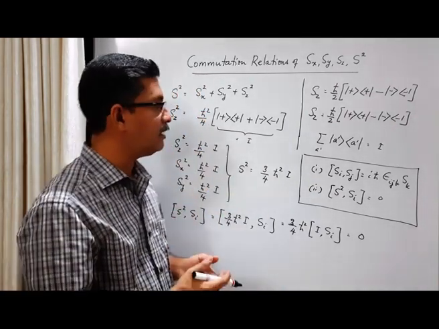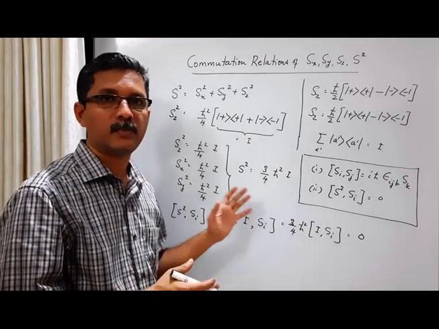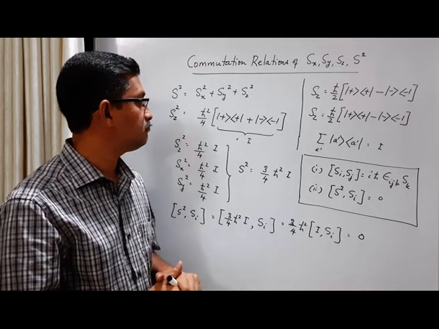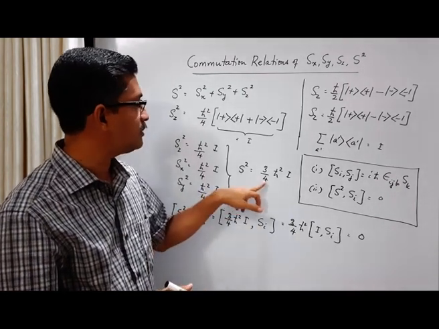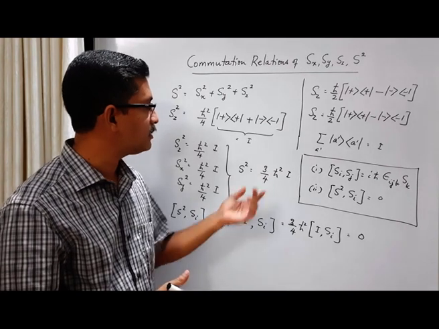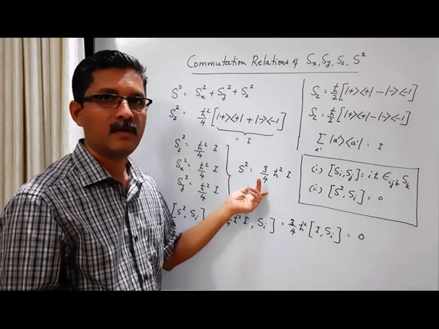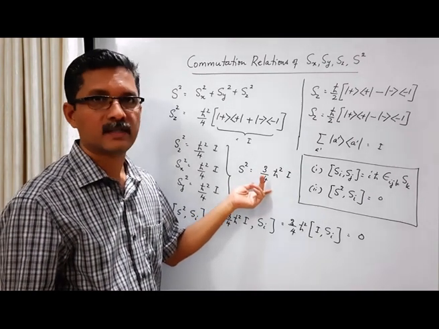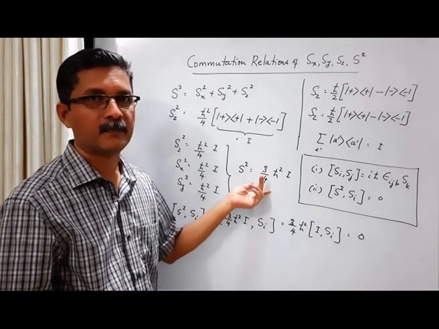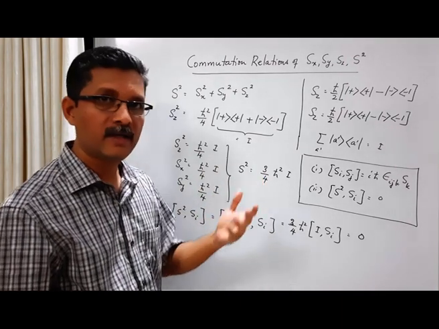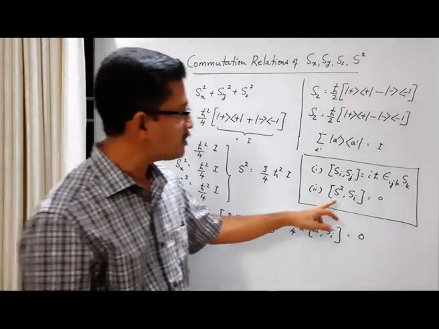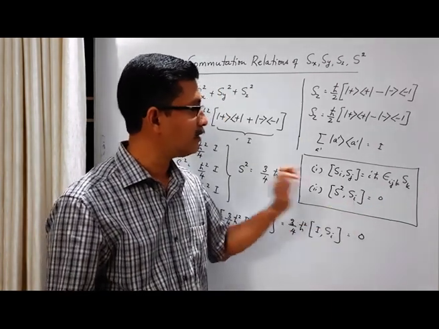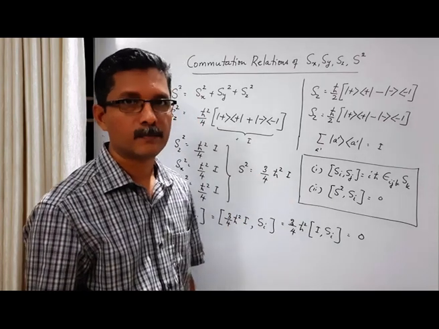We have developed these commutation rules using the simplest possible system, spin half system, and this particular relation, S square is some scalar multiple of identity operator, is true only for spin half system. For higher spin situation, S square operator is not like this, not a scalar times identity operator. But still, even for any higher spin system, this relation is always valid: commutation between S square and any component of spin operator is 0. Okay.